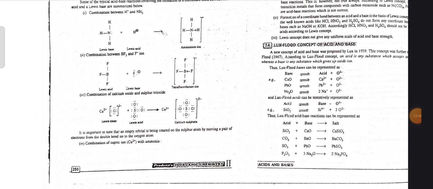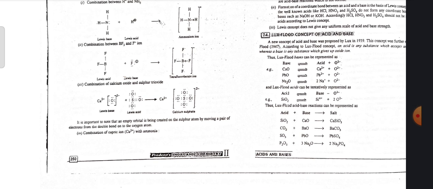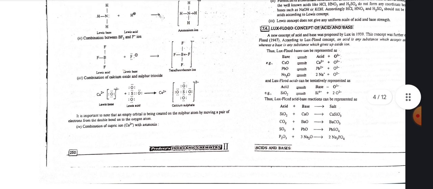Formation of a coordinate bond between an acid and base is the basis of the Lewis concept. The well-known acids like HCl, HNO3, and H2SO4 do not form any coordinate bond with bases such as NaOH or KOH. Accordingly, HCl, HNO3, and H2SO4 should not be acids according to the Lewis concept.